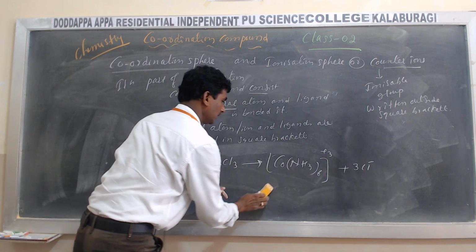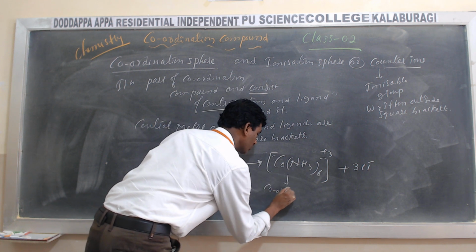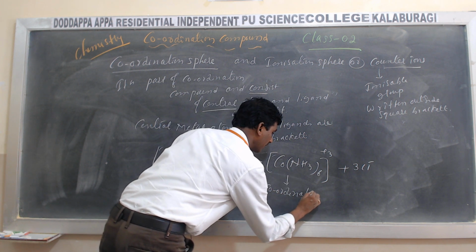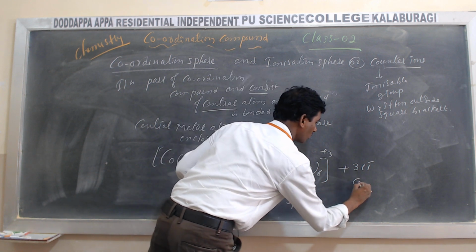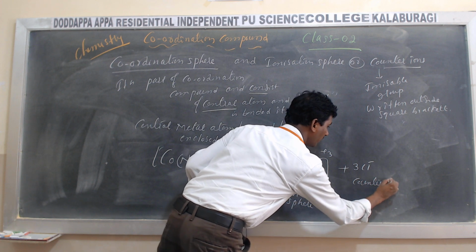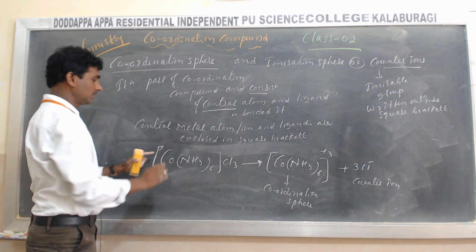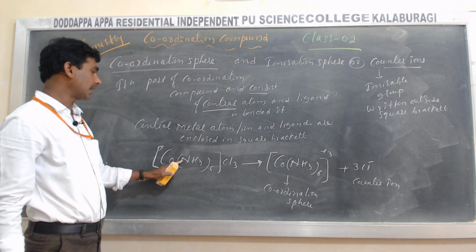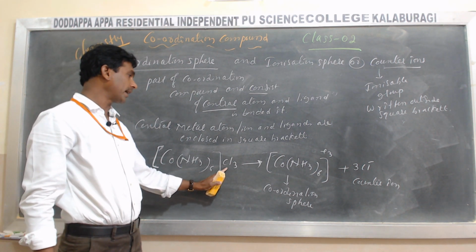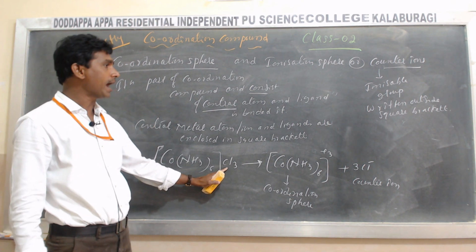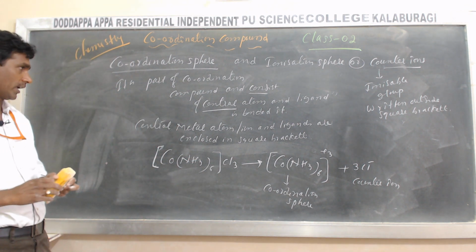So here the square bracket is called coordination sphere. And the Cl minus is called what? Counter ion. So in a complex, where the ligands and the central metal atom are enclosed in the square bracket, it is called coordination sphere. Outside the square bracket is called counter ion or ionizable group. So this is coordination sphere and counter ions.